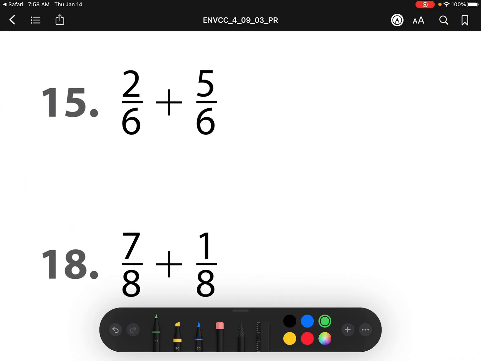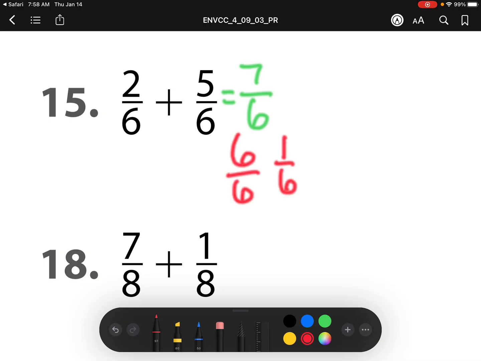Number 5, we have 2 plus 5 is 7 over 6. And then that numerator is bigger than the denominator, so I'm going to take a whole out, which is 6/6, and I'm left with 1/6, because 1 plus 6 equals 7. So now I'm left with 1 whole and 1/6.